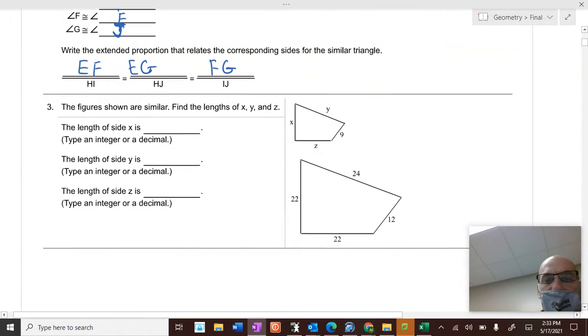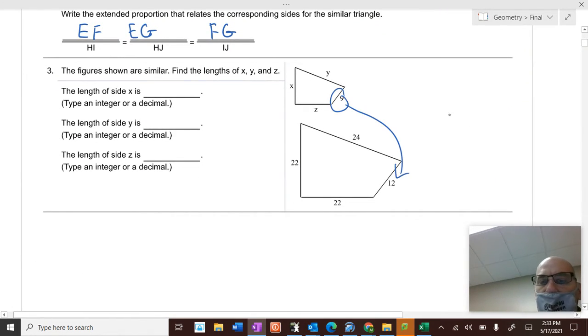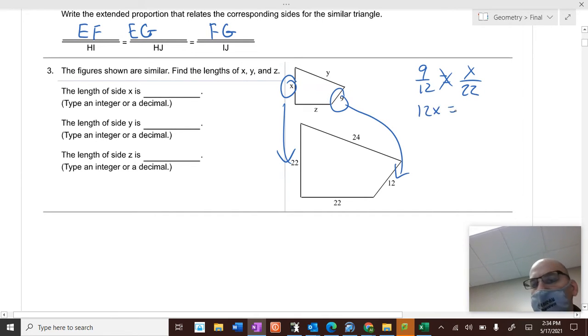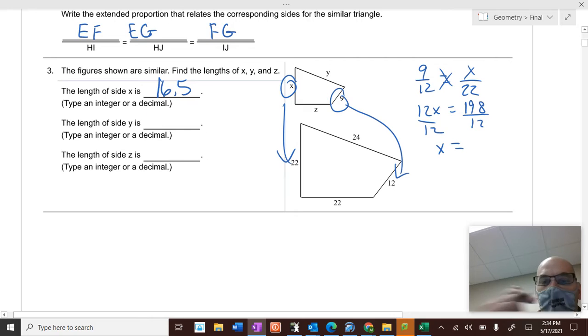All right. Side lengths. We know this is a 9 to 12 ratio. If we want to find x, we put x over its corresponding part, 22. We cross multiply. 12x equals 9 times 22, which is 198. Divide by 12. X equals, I don't know right off the top of my head. Somebody help me out. Something 0.5, I bet. It's 16.5. Thank you.